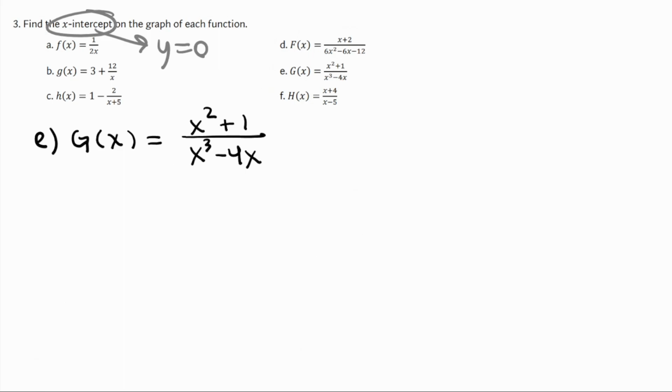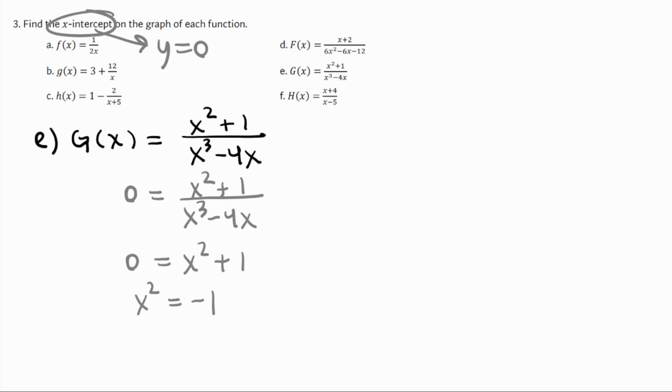This one's going to be interesting. It's the same approach: set the function equal to 0 to find its x-intercept. Either look at it as a fraction only equals 0 when the numerator equals 0, or multiply both sides by x to the 3 minus 4x. I think multiplying both sides by x to the 3 minus 4x is going to be better for where y'all are at. 0 equals x squared plus 1. That would be where x squared equals negative 1. We know that solution gives imaginary solutions, but no real solutions. So I'm going to say there's no x-intercept.